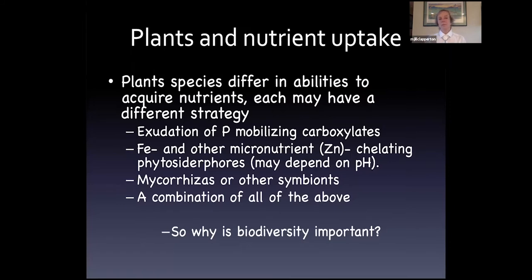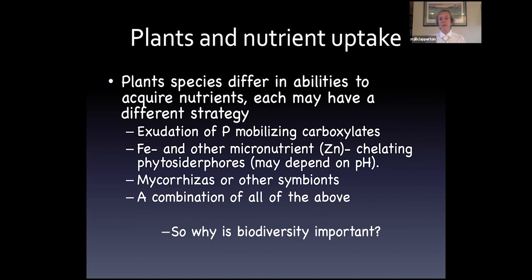So plant species differ in their abilities to acquire nutrients. Some of that is actually based on mycorrhiza. Some of it is just normally the plants. So, you know, people talk about needing to feed the plants. Well, actually the plants are very happy to feed themselves.